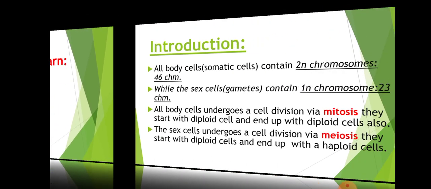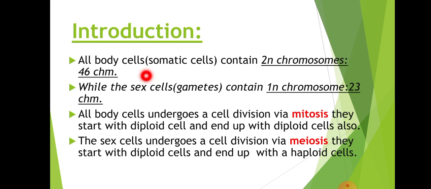Okay? So, introduction. All body cells, the somatic cells, contain 2N chromosomes, 46 chromosomes. All our body cells contain 46 chromosomes, while the sex cells, which are called gametes, contain only 1N chromosome, 23 chromosomes per cell. So all the body cells undergo cell division via mitosis.